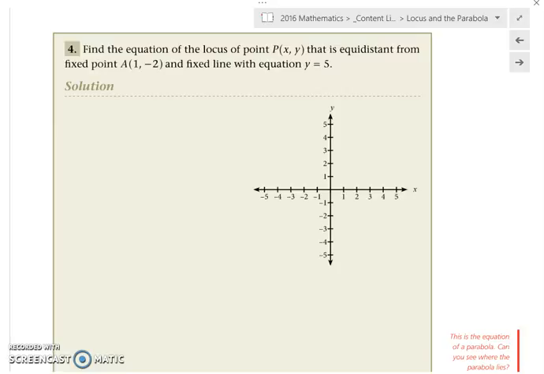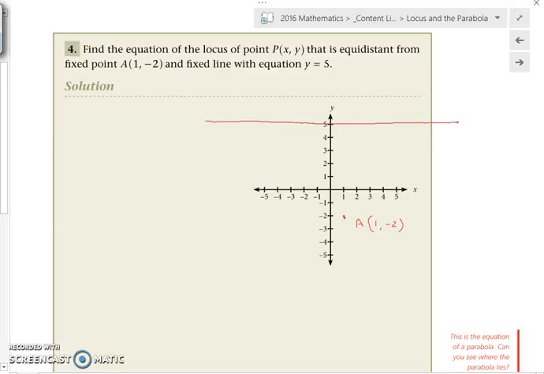All right, so what we're going to do first is put those points on there that we've been given. So point A is at (1, -2), and I'm going to see if I can get it right this time. There we go. So that's A, (1, -2). And the other one is at y = 5. Now, the previous ones we've done have 2 points. This one has a point and a line. So that's our 2 conditions, if you will.